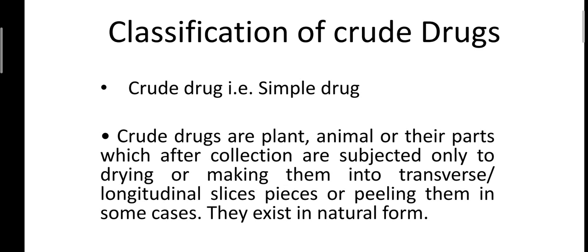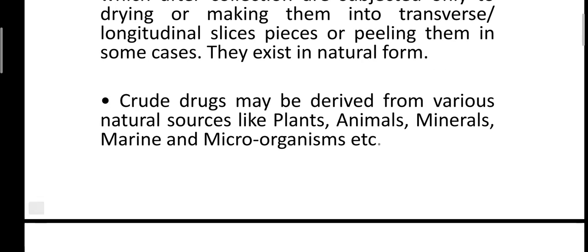Crude drugs, in simple language, are simple drugs. Crude drugs are plants, animals, or their parts which after collection are subjected only to drying or making them into transverse or longitudinal slice pieces, or peeling in some cases. They exist in a natural form. Crude drug means we directly obtain a drug from plant sources or animal sources or their parts. Crude drugs may be derived from various natural sources like plants, animals, minerals, marine, and microorganisms, etc.